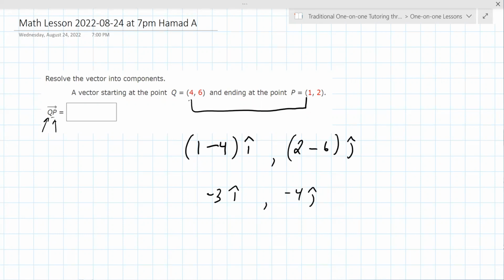Oh wait, what's the direction going up called? The I is like the X direction, and J is like the Y direction, and then K, which we don't have, would be like the Z direction.